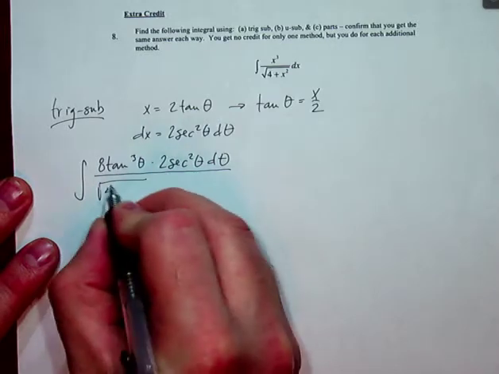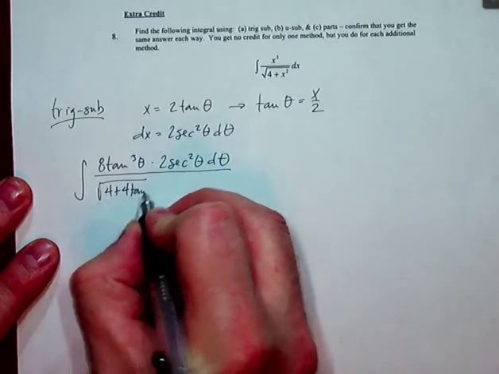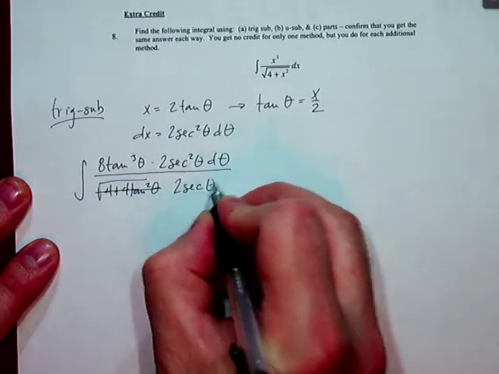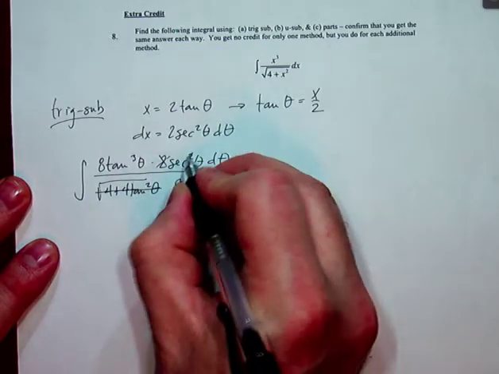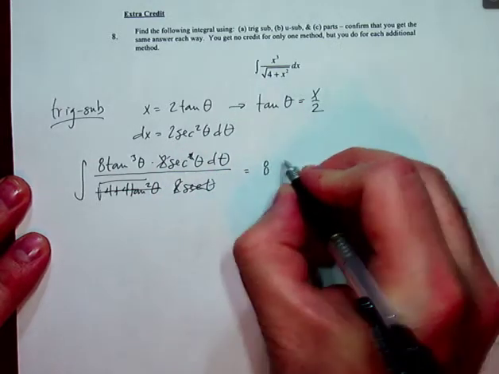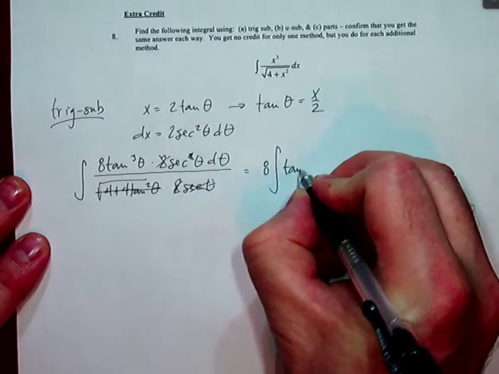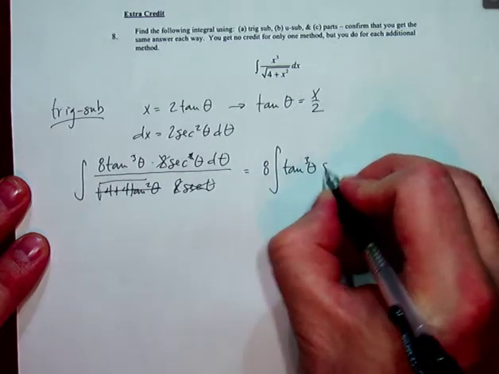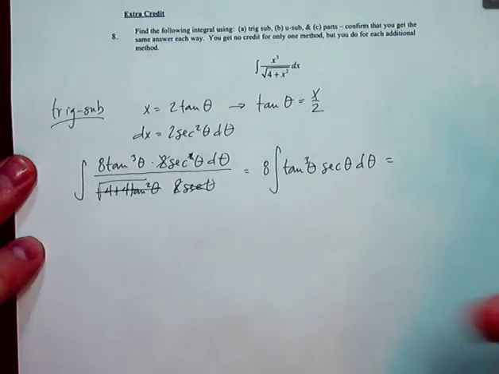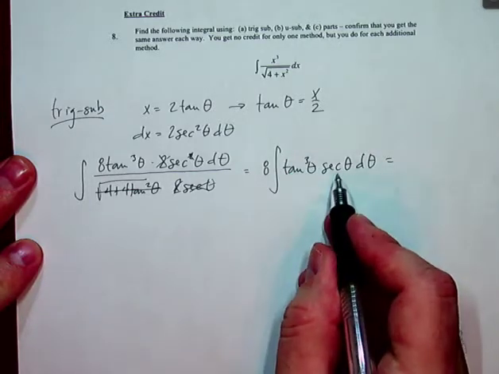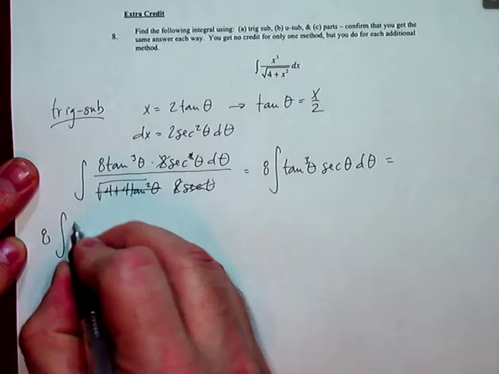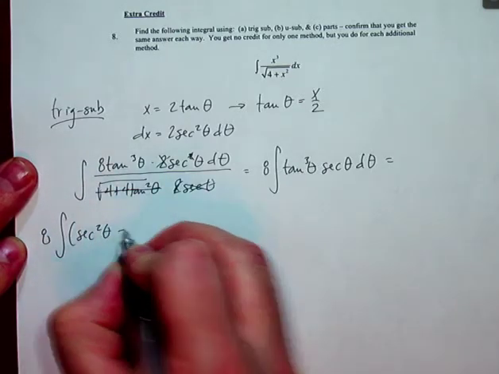And it goes 4 plus 4 tangent squared theta. That, of course, becomes 2 secant theta. The 2's cancel. One of the secants cancels with this secant. And I'm left with 8 tangent cubed theta secant theta d theta. And of course, I'm going to pull one of the tangents out to combine with the secant. The last 2 I'm going to go ahead and change into secant squared.